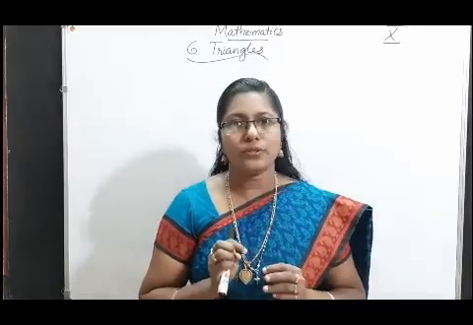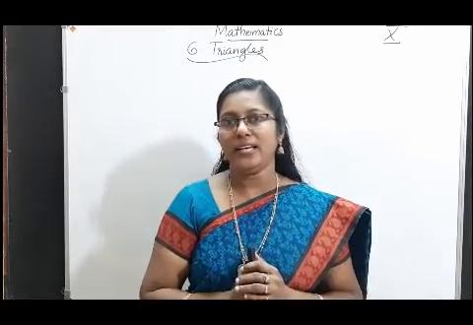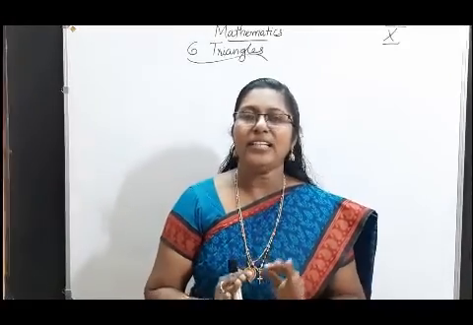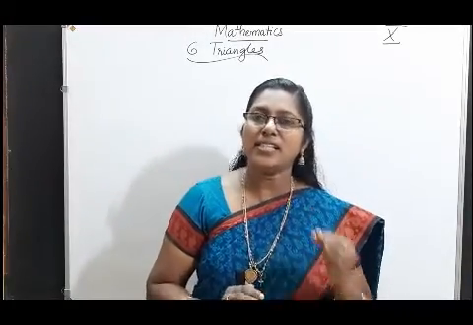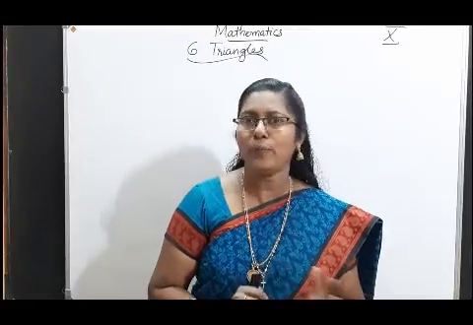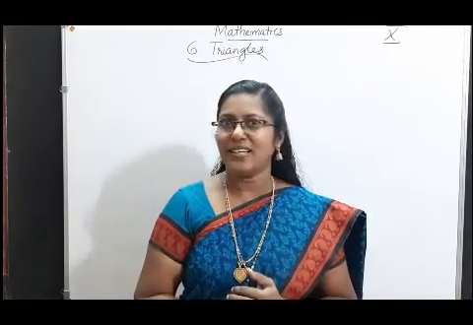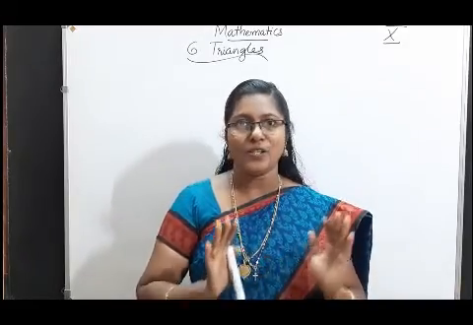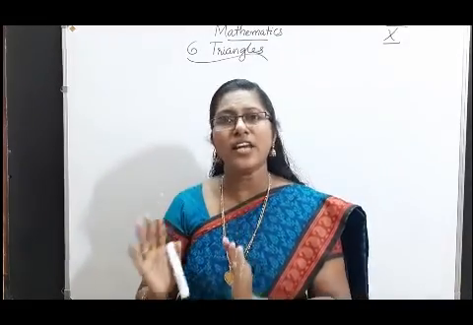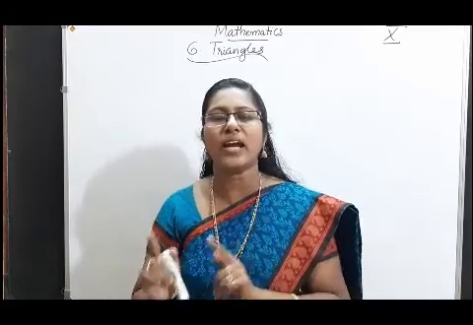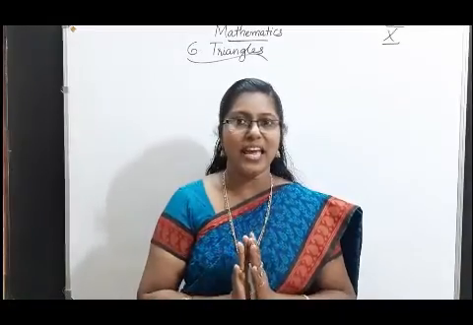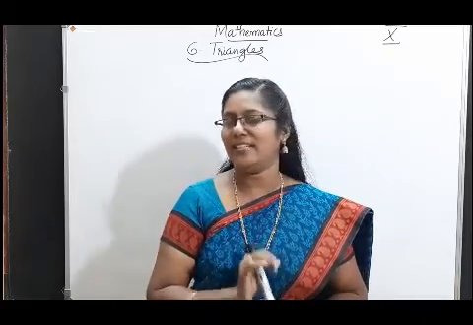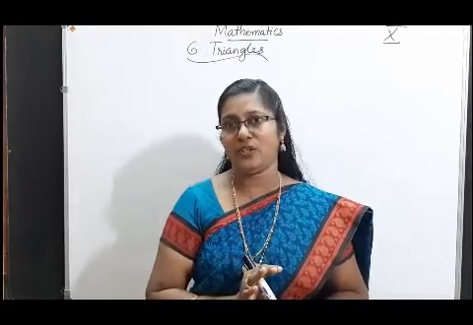I repeat, two triangles are similar if their corresponding angles are equal and their corresponding sides are in the same ratio, or proportional. The sum of the three angles of a triangle is always 180 degrees, so the corresponding angles are equal, and the corresponding sides are proportional. That means the same ratio.